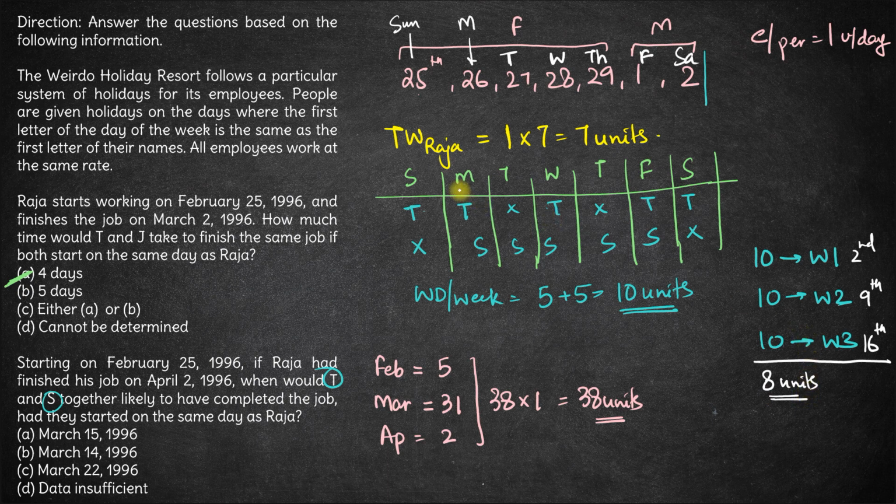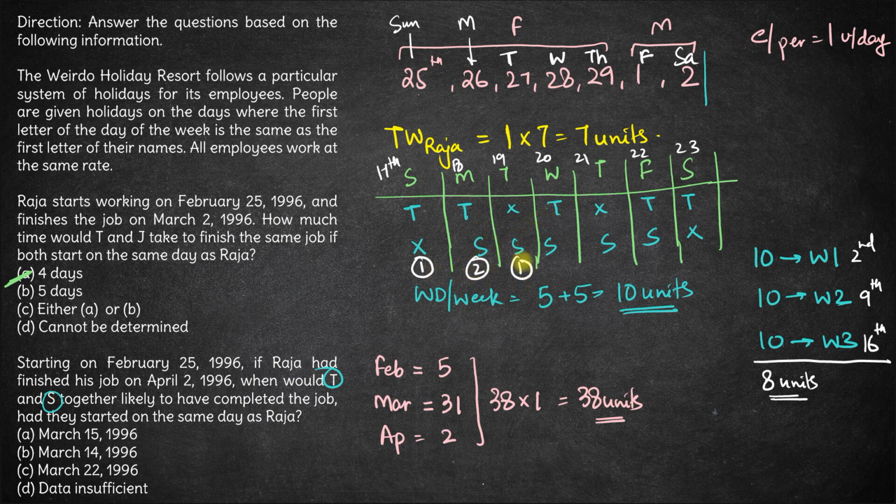Okay. Now, 17th of March will again be a Sunday. So this will be 17th. Then you'll have 18, 19, 20, 21, 22 and 23. So let's see on which day of the week the remaining 8 units of the work will be completed. So on Sunday, 1 unit will be completed. We have to complete 8, out of which 1 is done. On Monday, 2 units are done.